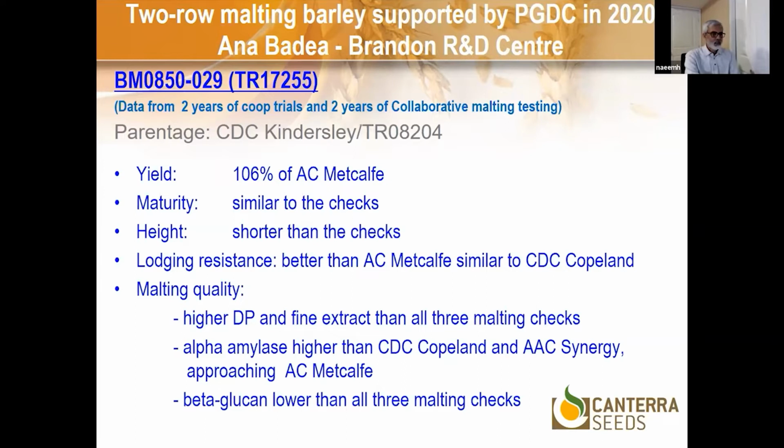Its malting profile is pretty good. Alpha amylase is higher than CDC Copeland and AAC Synergy. It approaches almost AC Metcalf. Beta glucan in TR17255 is lower than the malting checks. This line is licensed to Cantera Seeds.